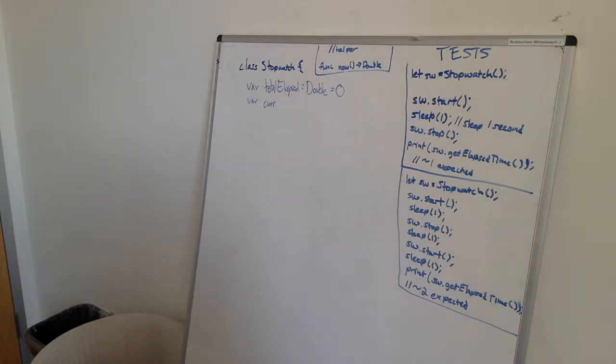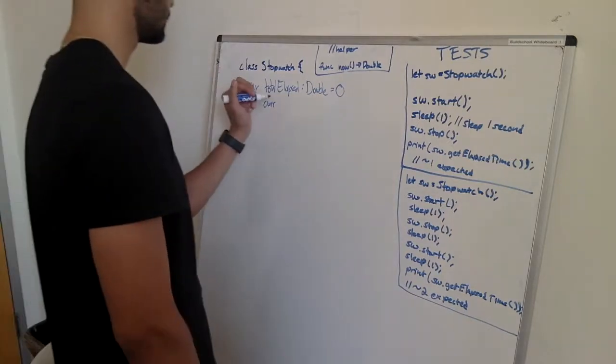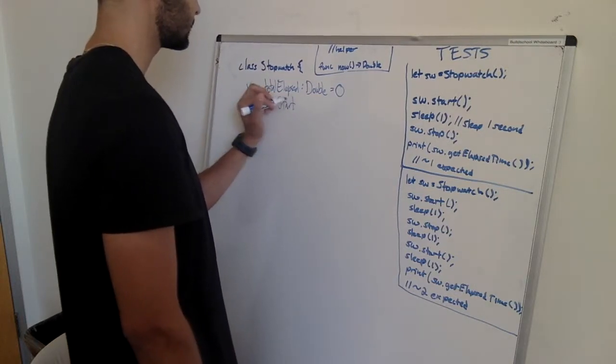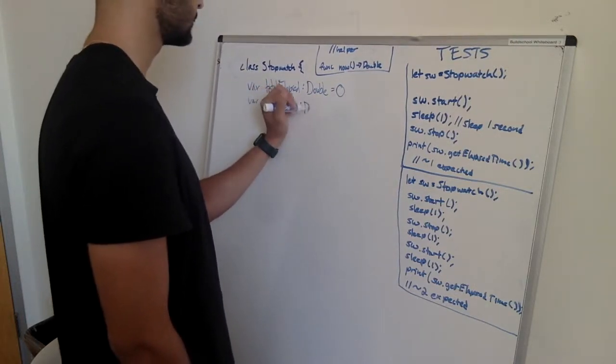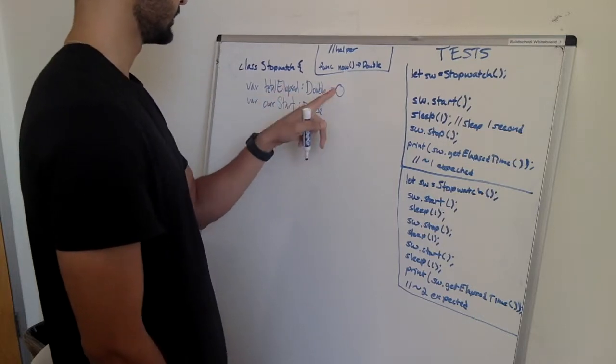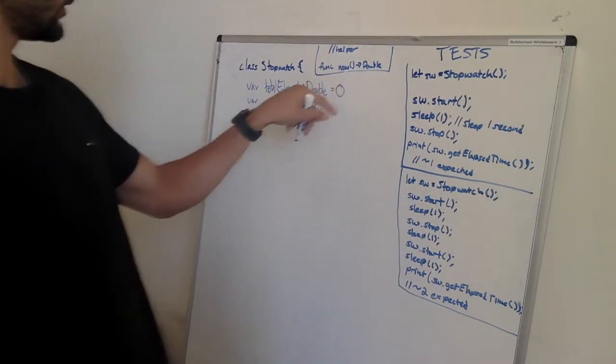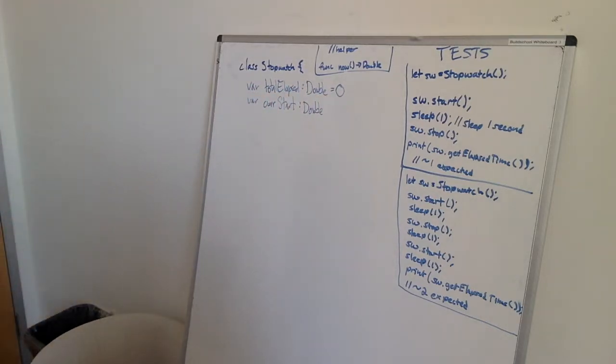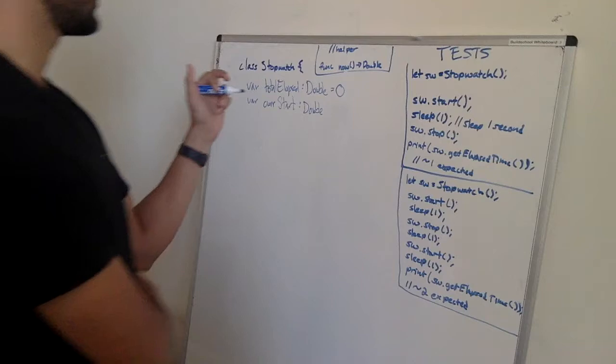Also, if we haven't started and we hit stop, we gotta make sure. So maybe one boolean for whether we're currently going. Current start is going to be also double. And now it returns the time from a certain time in seconds? Yeah, it's some time since 1970. Okay, 1970, and it's in seconds. Yeah.